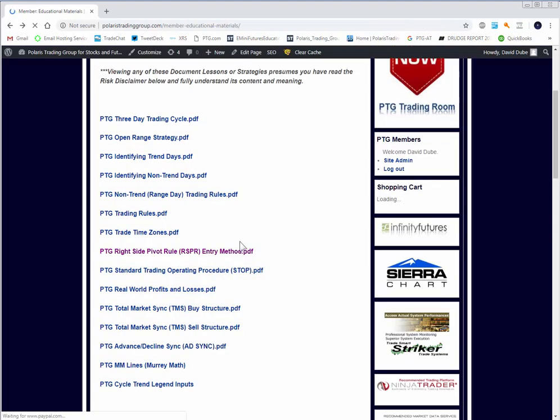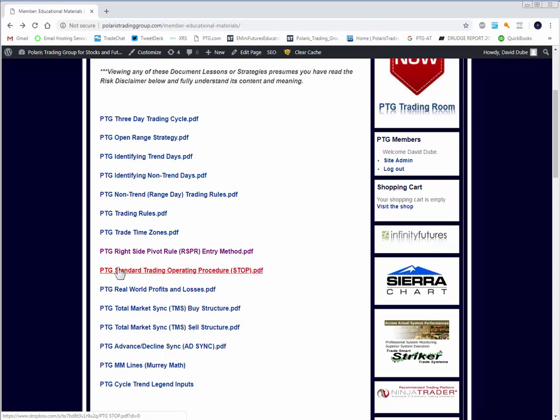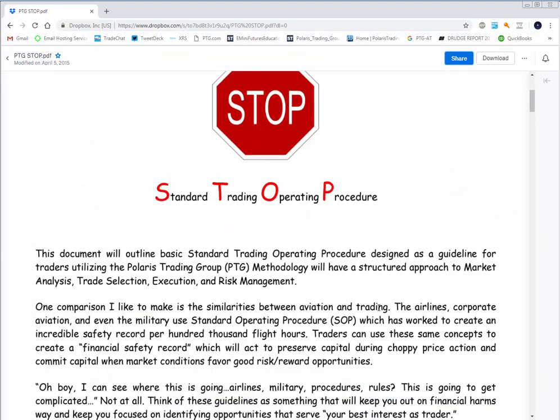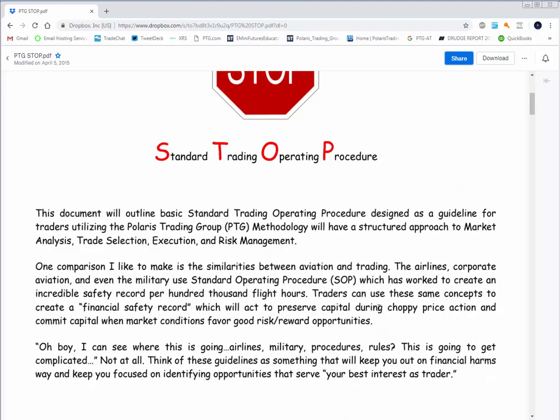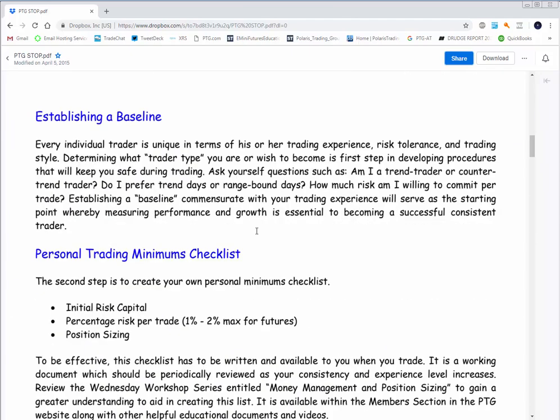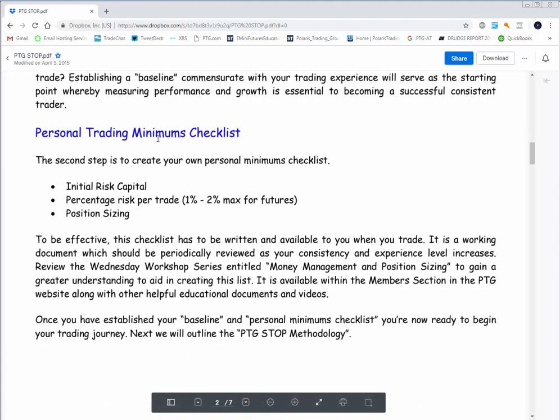There are a number of documents in here. This one is fairly interesting: the Standard Trading Operating Procedures, STOP. It gives you an overview of walking through the day. Many of you are not very structured in terms of what do I do, what am I looking for, how does the day typically unfold. This document will help guide you through establishing a baseline and some personal trading minimums.